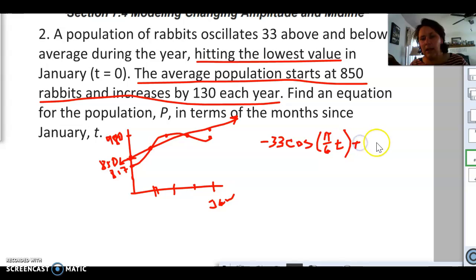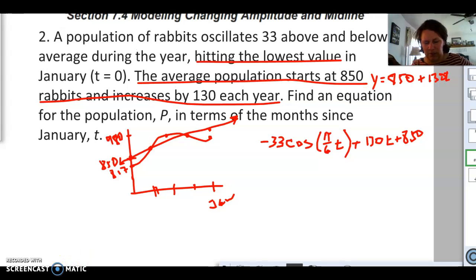And then our midline needs to be written as an equation. This was a linear equation because the average population started at 850 and increased by 130 each year. So we could say that midline is y equals 850 plus 130 t, where t is in years. And so we could write that here: 130 t plus 850.